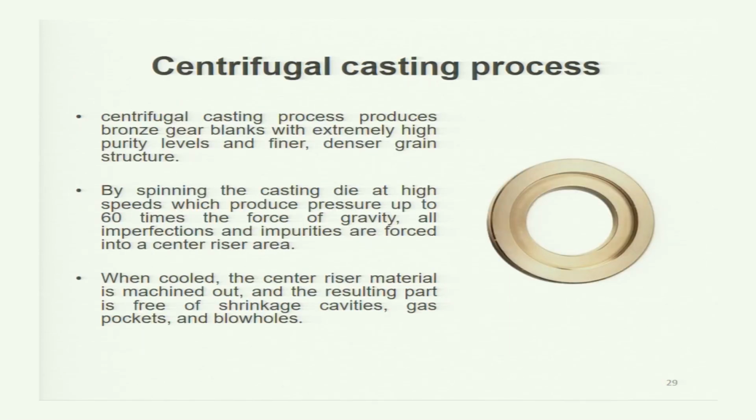Centrifugal casting process produces bronze gear blanks as shown here with extremely high purity levels and finer, denser grain structure. By spinning the casting die at high speeds, which produce pressure up to 60 times the force of gravity, all imperfections and impurities are forced into a center riser area. When cooled, the center riser material is machined out and the resulting part is free of shrinkage cavities, gas pockets and blowholes. And so a very good casting is obtained.